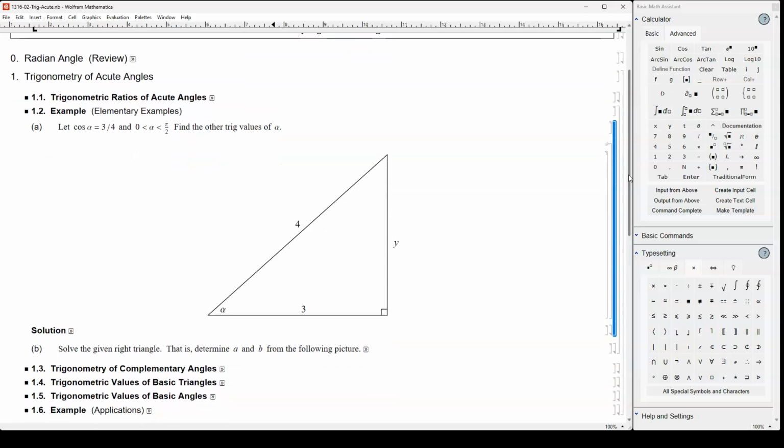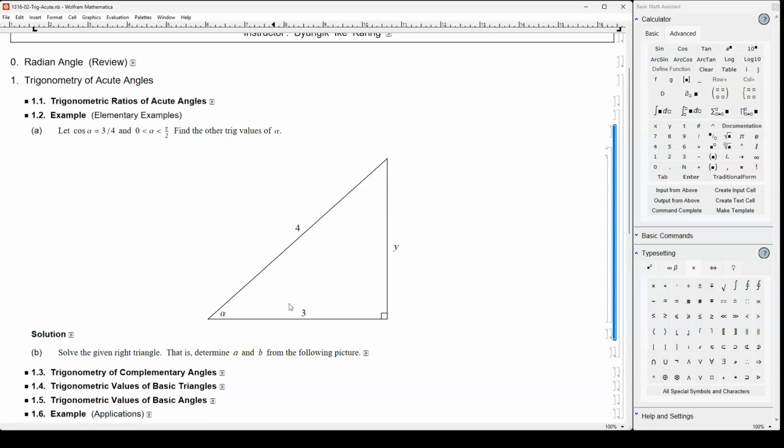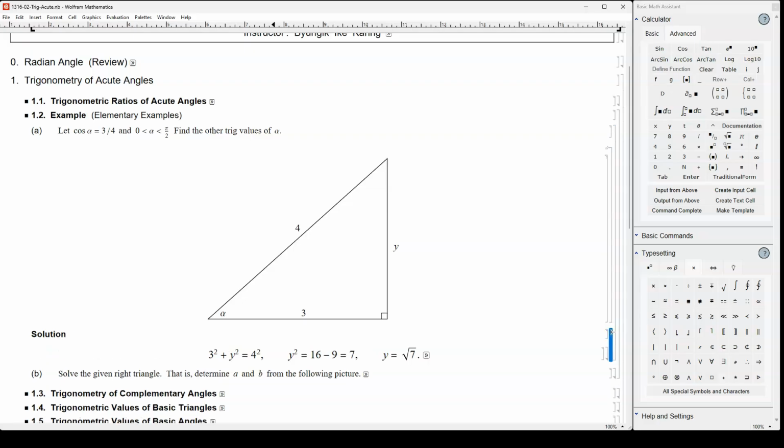Cosine is 3/4. So, horizontal over hypotenuse is 3/4. We want to find out the vertical, and we can use the Pythagorean theorem to do that. 3 squared plus y squared is 4 squared, the hypotenuse. So y squared is 16 minus 9, so we get 7. Taking the square root, y is square root of 7.